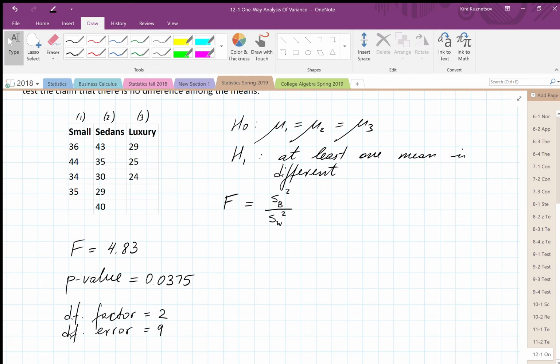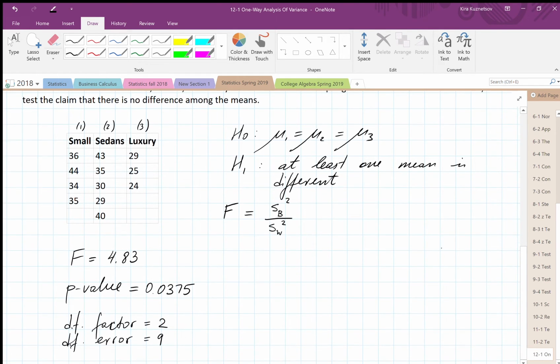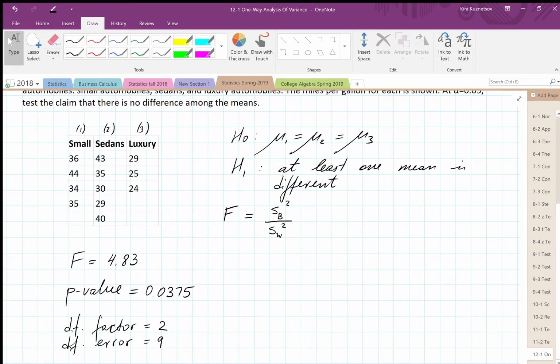This video is to finish this example on the analysis of variance, the ANOVA test for the miles per gallon of different types of cars. So we have the null hypothesis, we have the alternative hypothesis. The F-test statistic and the p-value was figured out by a calculator. So did the degree of freedom factor and the degree of freedom error.